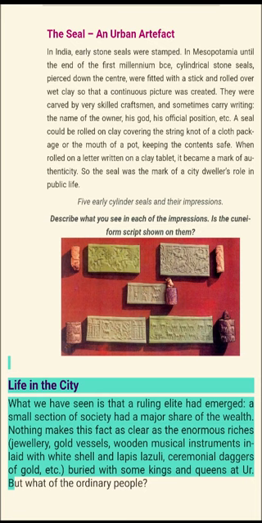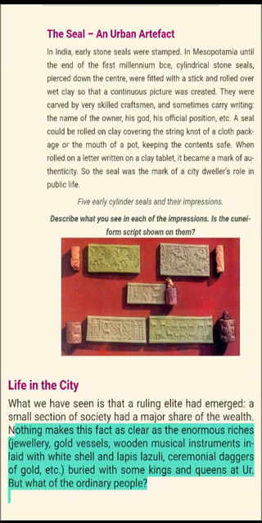Life in the city. What we have seen is that a ruling elite had emerged, a small section of society that had a major share of the wealth. Nothing makes this fact as clear as the enormous riches, jewelry, gold vessels, wooden musical instruments inlaid with white shell and lapis lazuli, ceremonial daggers of gold, etc., buried with some kings and queens at Ur. But what of the ordinary people?